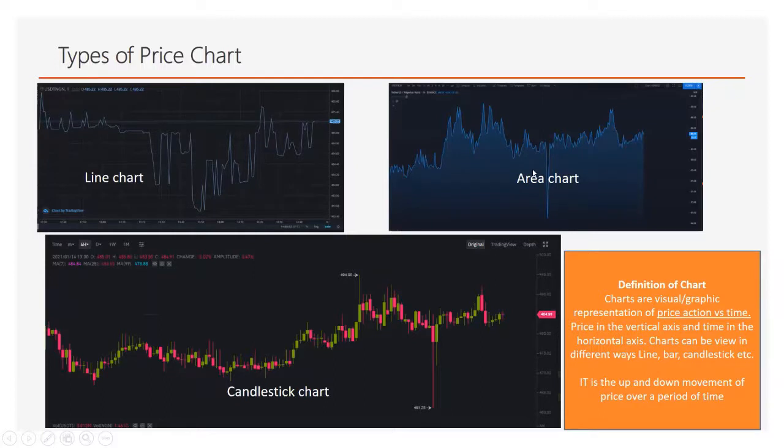This is the area chart. An area chart is like a line chart, but in the area chart you have it painted inside. And this is a candlestick chart, and we'll talk more about the candlestick charts.